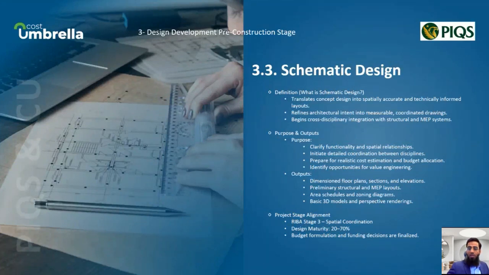During this phase, designers also consider functional efficiency, space usage, vertical circulation, and equipment zoning. The purpose is to resolve spatial relationship and begin technical alignment across disciplines while maintaining the original design intent. The schematic design falls under RIBA stage 3, spatial coordination. It acts as a transition point where the design becomes detailed enough to be analyzed for constructability and cost.